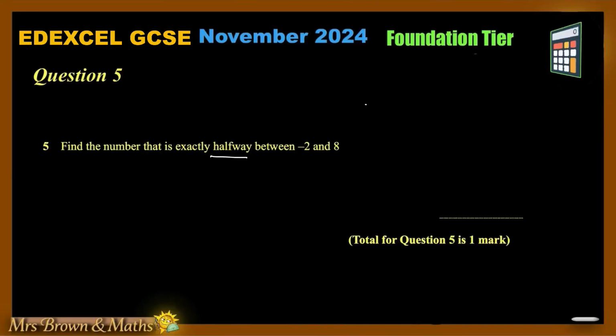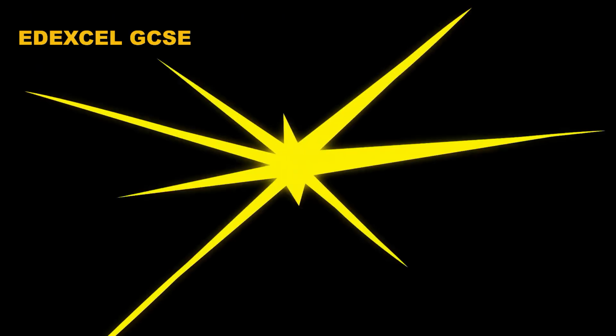Question 5. Halfway between -2 and 8. Add and divide by 2. -2 plus 8 is 6. 6 divided by 2 is 3.